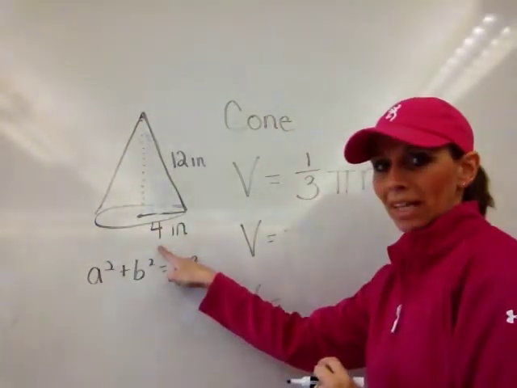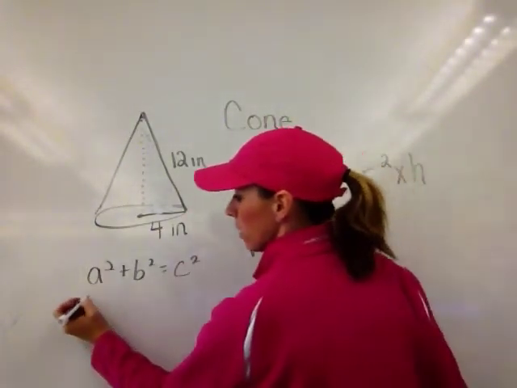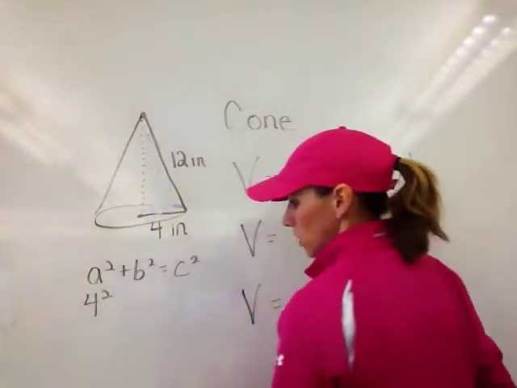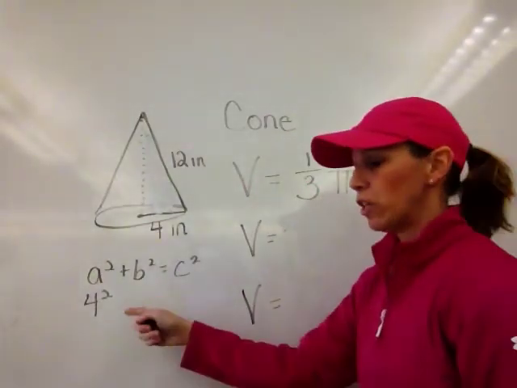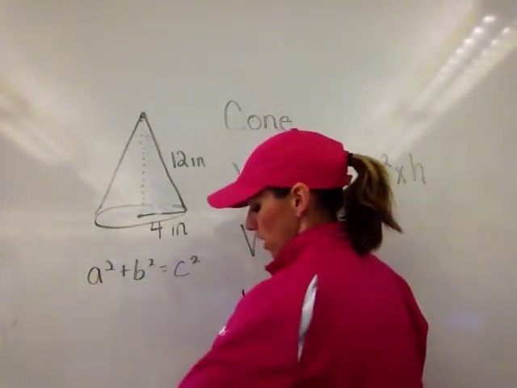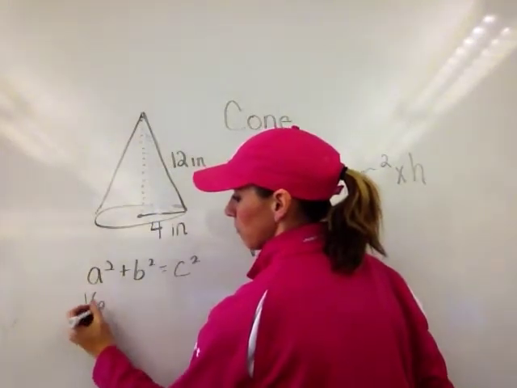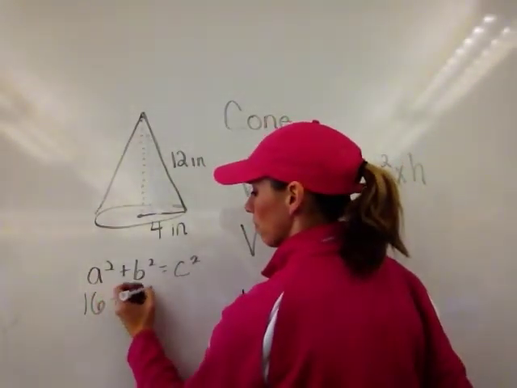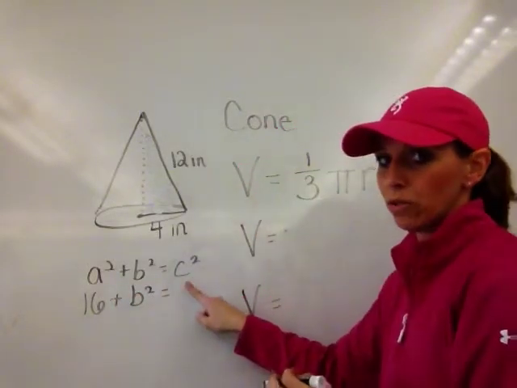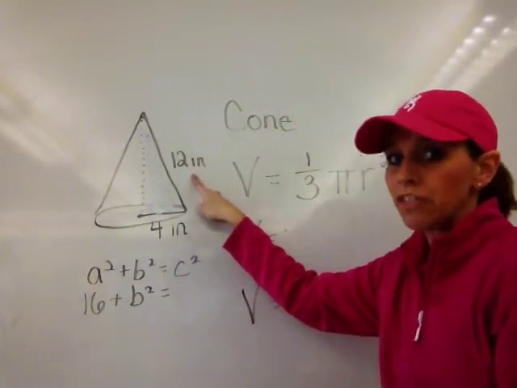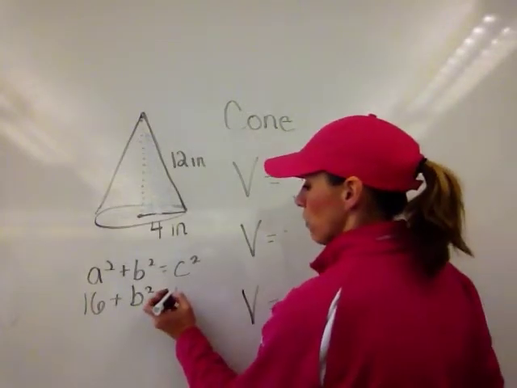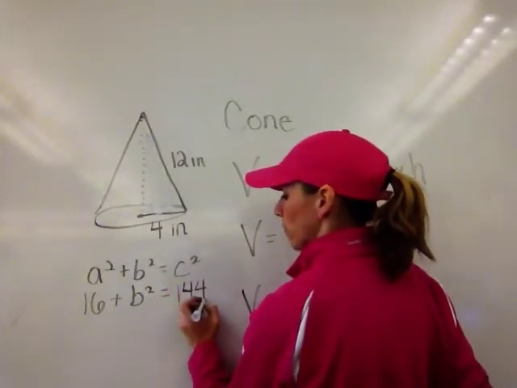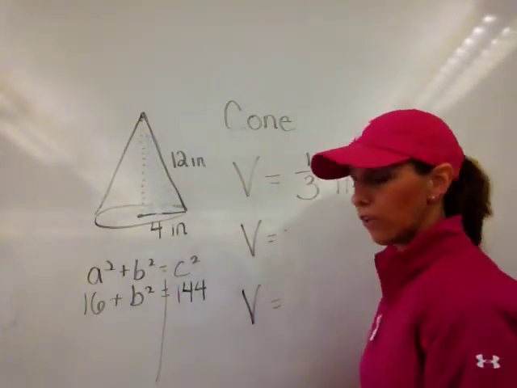Okay, I have one of my legs, so I'll call that the a squared. If you want to skip this step and do that in your head, what is 4 times 4? You might already know that that's 16 plus, we do not have b squared, but we do have our hypotenuse, or our c squared. If you know 12 times 12 in your head, you can go ahead and write that down, which is 144. Then we'll draw our line and solve our equation.